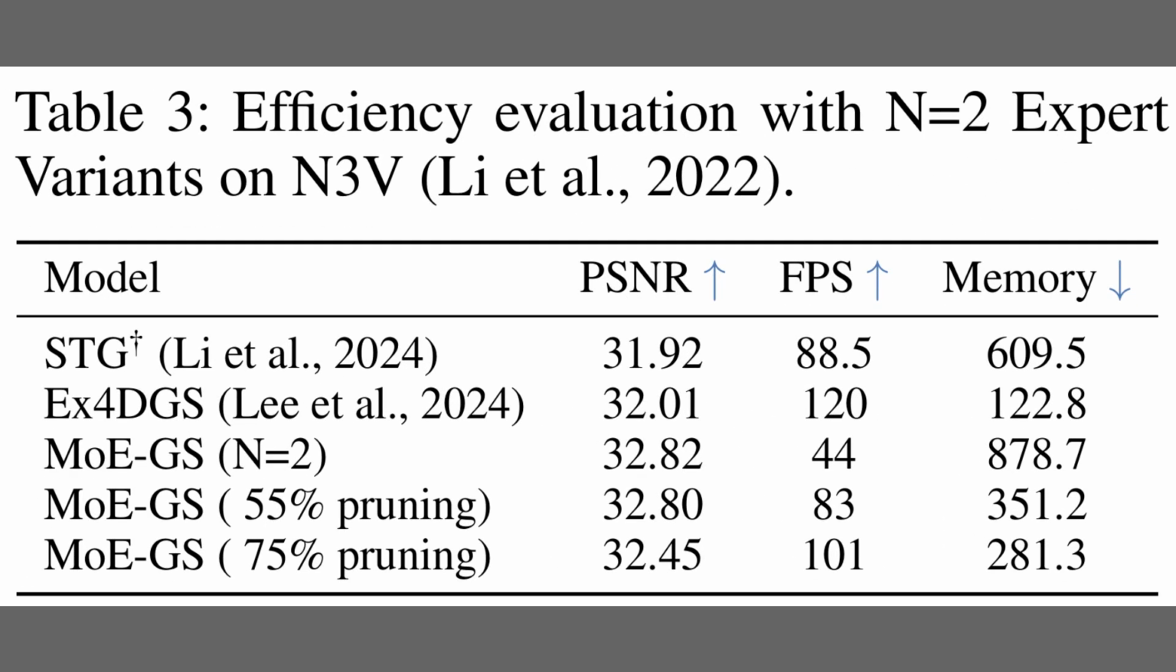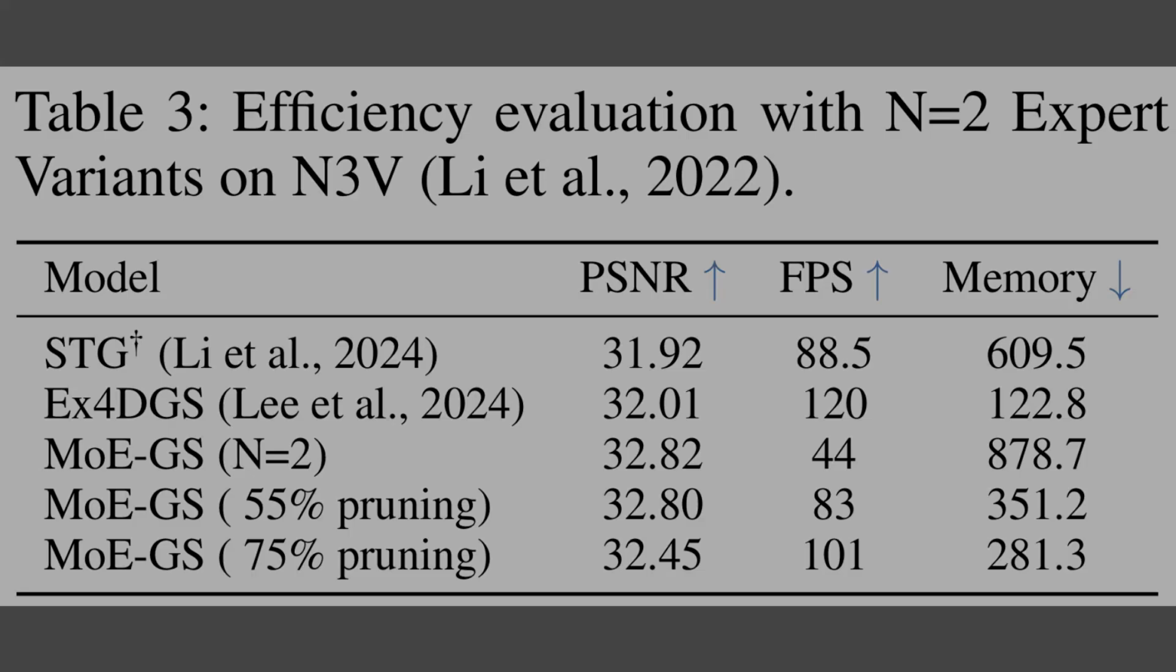Table 3 summarizes efficiency with 2 experts on the N3V dataset. MoE-GS with 2 experts reaches about 32.8 dB at 44 frames per second, and gate-aware pruning lifts speed to about 83 frames with 55% pruning and about 101 frames with 75%, while PSNR drops only slightly. Memory also shrinks dramatically, from roughly 879 megabytes to 351 and then 281. Single experts have lower PSNR, but higher raw speed individually.